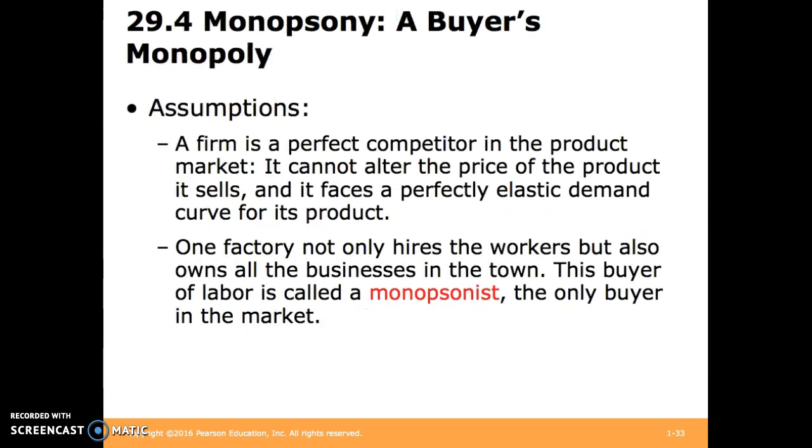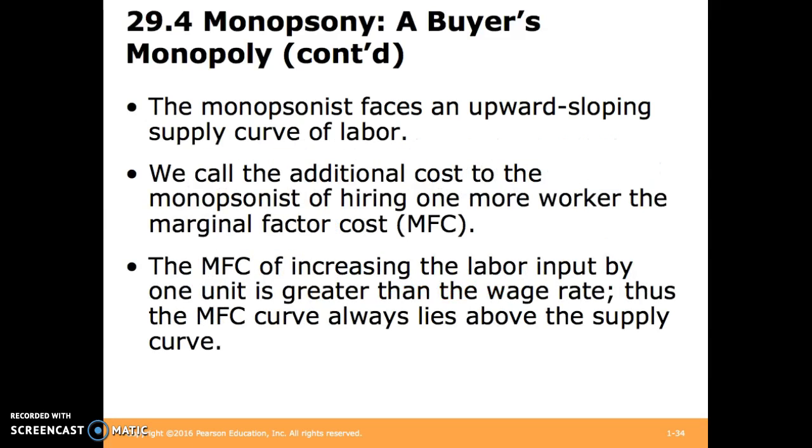Now let's consider a monopsony. We make several assumptions. First, a firm is a perfect competitor in the product market. It cannot alter the price of the product it sells, and it faces a perfectly elastic demand curve for its product. Second, one factory not only hires the workers, but also owns all the businesses in the town. This buyer of labor is called a monopsonist, the only buyer in the market. The monopsonist faces an upward sloping supply curve of labor.